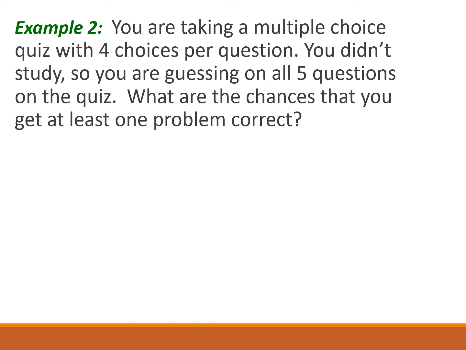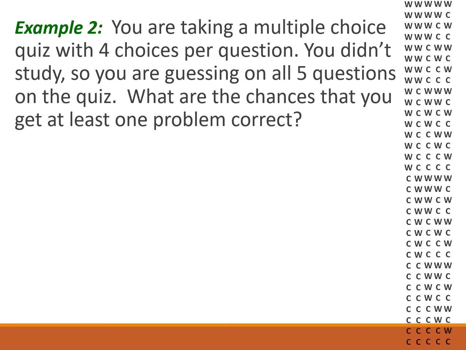What are the chances that you get at least one problem correct? Now, if you actually wanted to write out the sample space for this problem, it would be absurd. Here it is on the right here. Okay, now if we looked at all of these, we can see that we get at least one problem correct in every single one of these, except this very top one up here, where we got every single one of them wrong. W is wrong, C is correct.